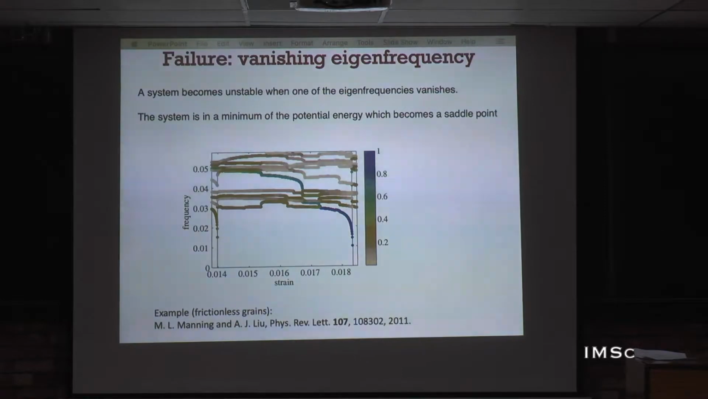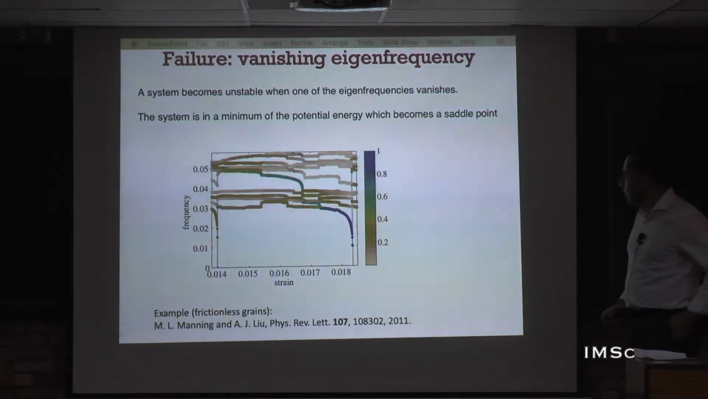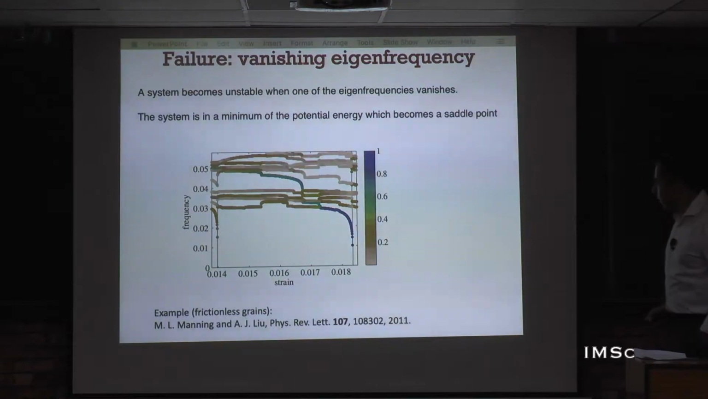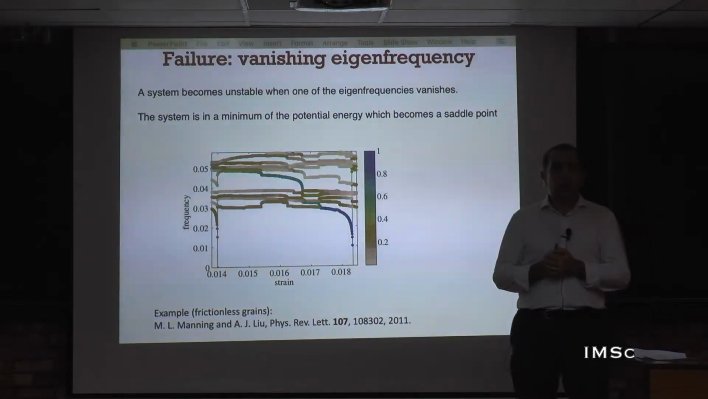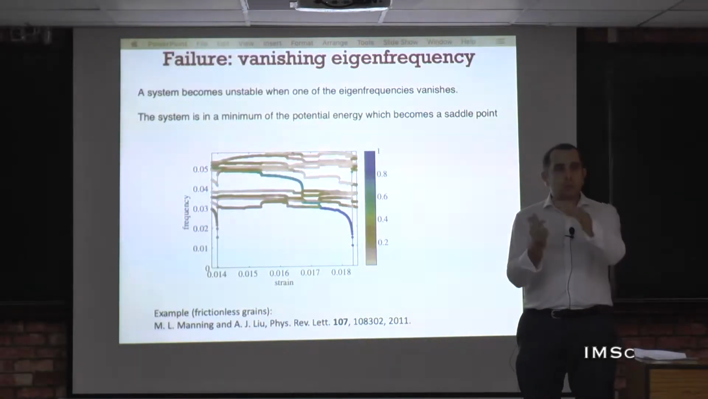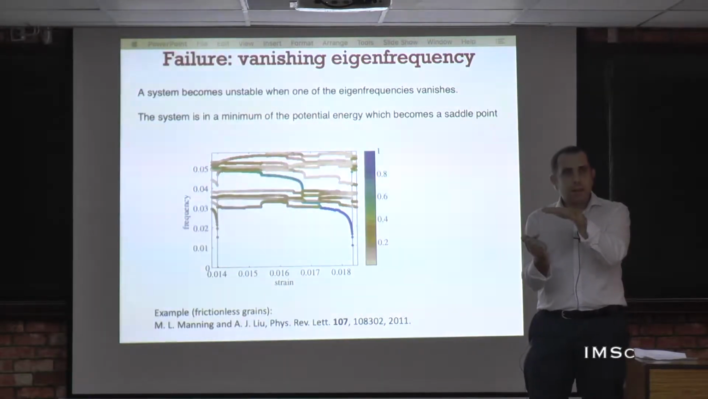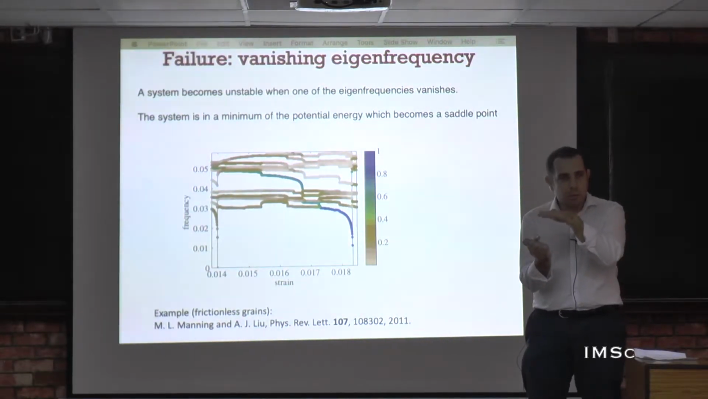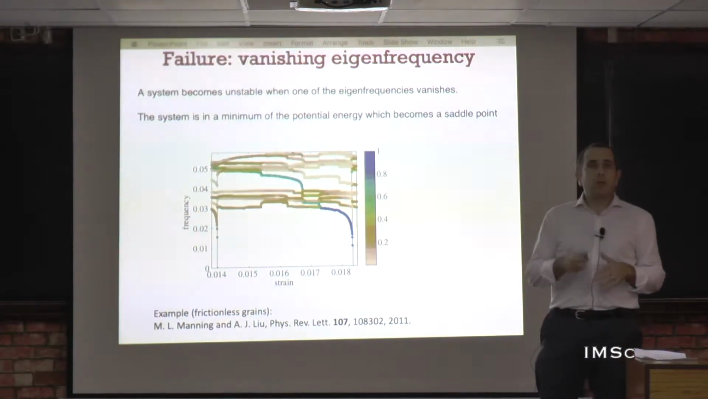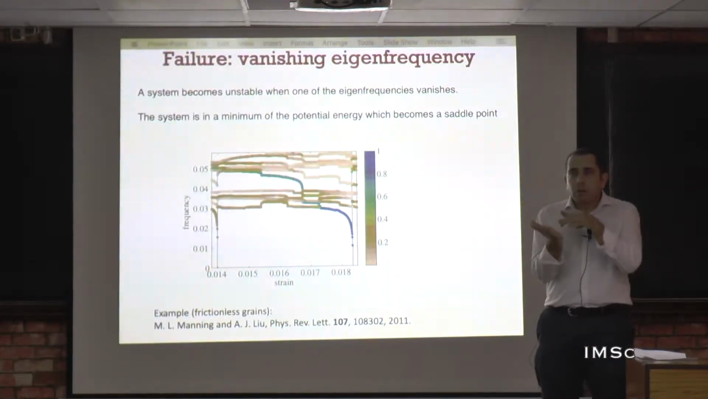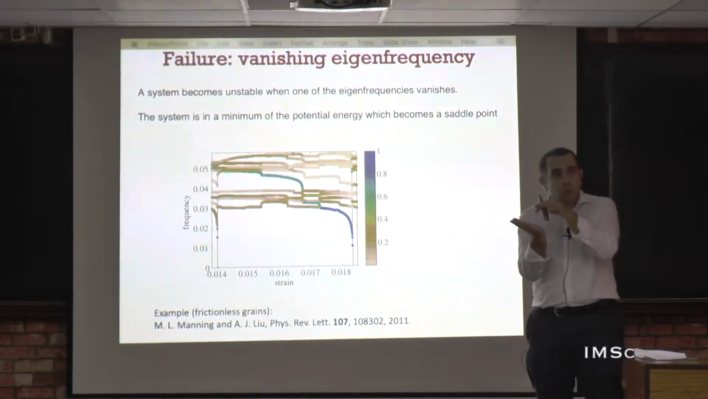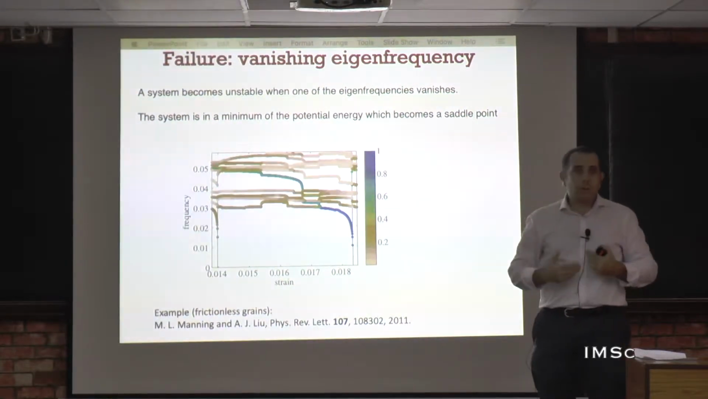And this is just a paper from some of the people that have investigated this, a paper by Lisa Manning and Andrea Liu. They have a system of particles in a box, and they are doing the so-called quasi-static deformation. The system is there, they minimize the energy. Then they increase the strain slightly and minimize the energy. Then they increase the strain and minimize the energy again, and so on. So the system is moving very slowly. And you can measure the stress as a function of the strain. And what does the stress do? Well, it grows as you deform the system, and then at some point you have a drop when the system fails.